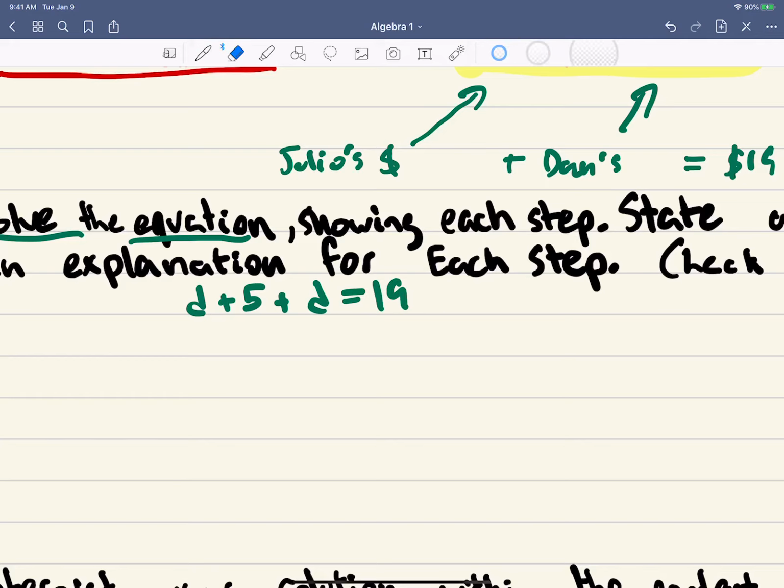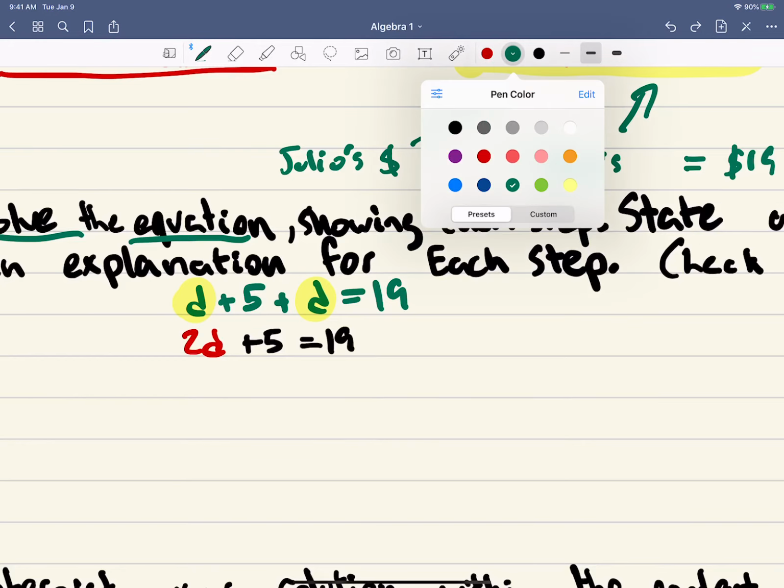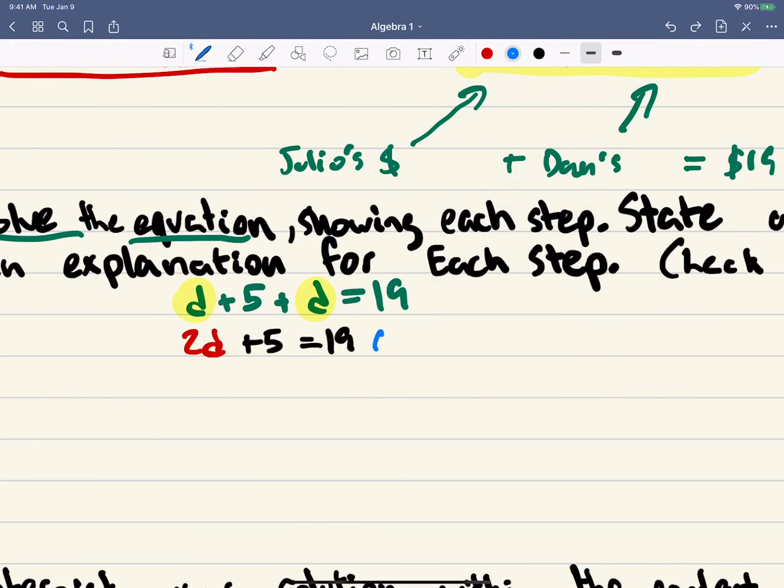Okay. So the first thing we're going to do, do you see any like terms? We have D here, D here. So what's D plus D? That's going to be 2D. Everything else is going to stay the same. That was combining like terms. And I'll write that in blue. Okay? What we did was combine like terms.